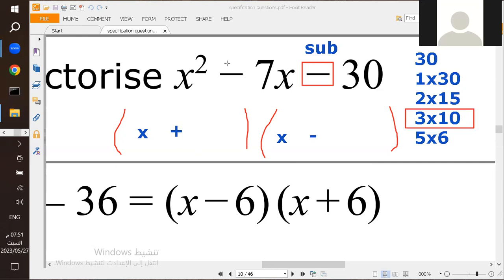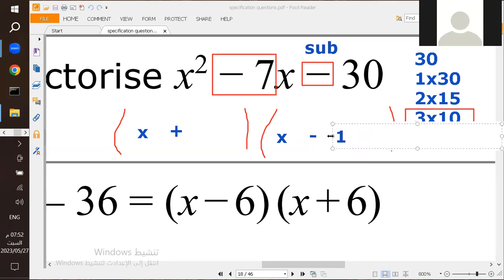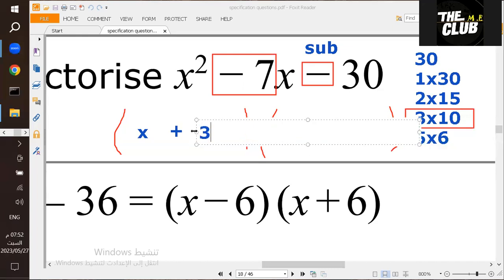Put 10 with the plus because it is the bigger number, and the 3 with the minus. The answer is negative 7, so the bigger one must be negative, because the subtraction answer is negative 7. So 10 takes the negative. Did you understand how? Because the answer of subtraction is negative. Okay, let's start.